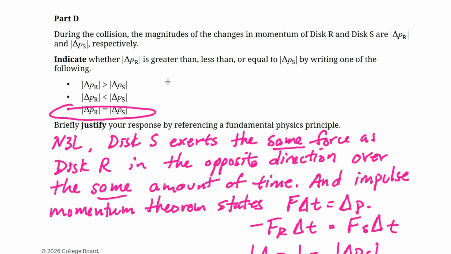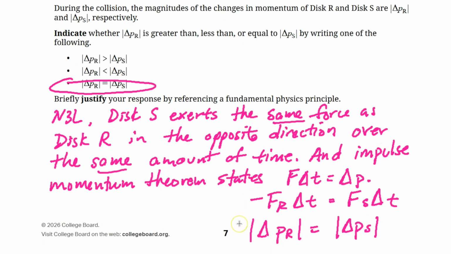And we can use Newton's third law to justify our answer. Newton's third law states that for every action force, there's an equal and opposite reaction force. And disk S exerts the same force as disk R, but in the opposite direction over the same amount of time. And the impulse momentum theorem states that F delta t equals delta p. And so we know from what we just said that negative FR times delta t is equal to FS times delta t. And so therefore, because of the impulse momentum theorem, we know that the magnitude of delta PR is equal to the magnitude of delta PS.